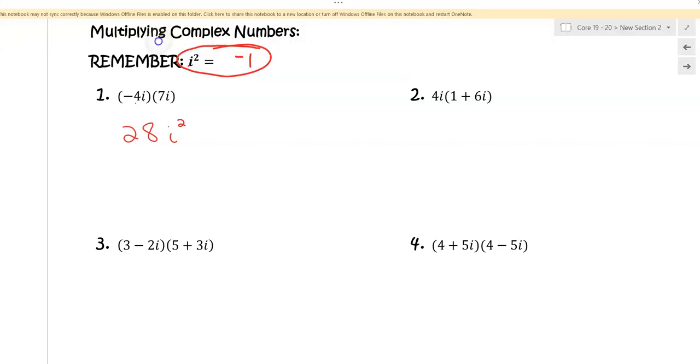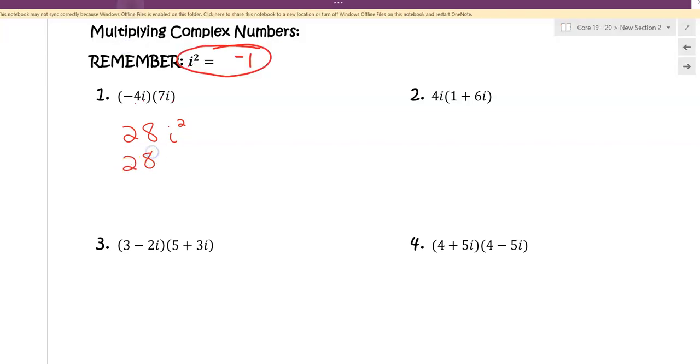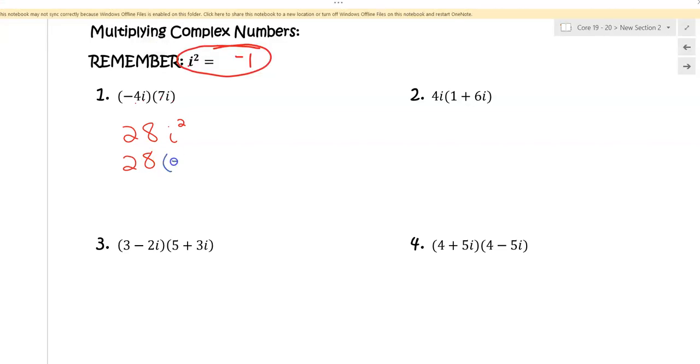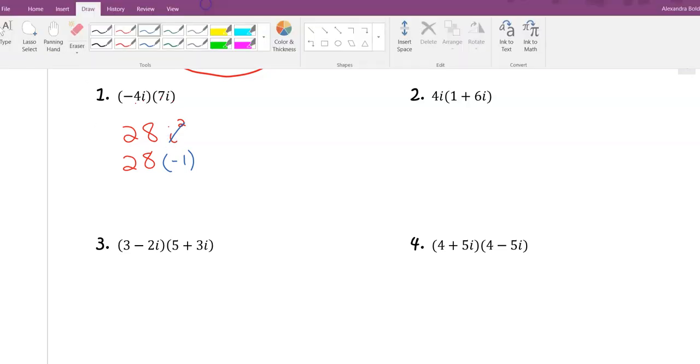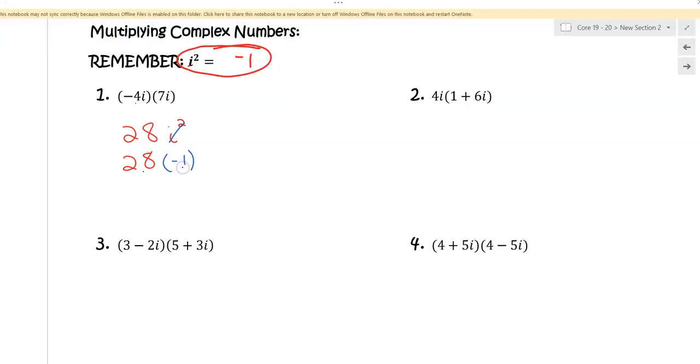The one thing is this i squared is going to get replaced by -1. You must use parentheses to replace i squared with -1. 28 times -1 is -28. If you don't use parentheses, most students put 28 and then -1, and 28 minus 1 is 27, and that is incorrect. So use parentheses. Don't be lazy.